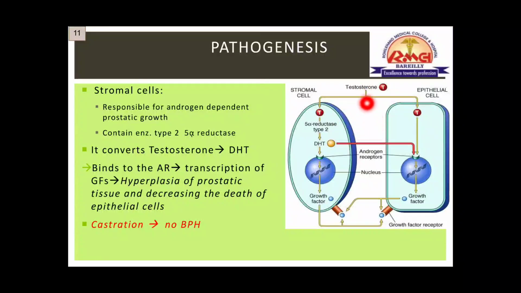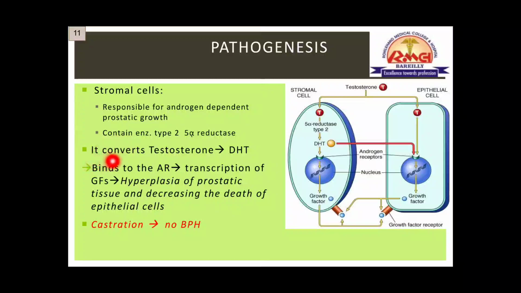Although the level of testosterone decreases in males with age, the type 2 5-alpha reductase activity increases with age. Because of this, more DHT is formed, and it acts on the stromal cells and the glandular cells to cause the transcription of various growth factors. These growth factors will increase the number of these cells, and they will also inhibit the apoptosis of these cells, so overall there is an increase in the growth of the prostatic tissue.